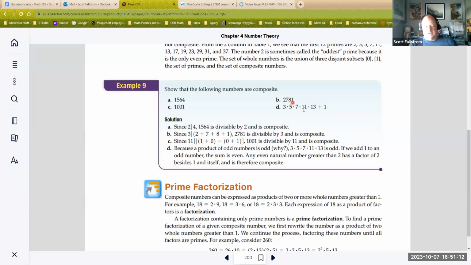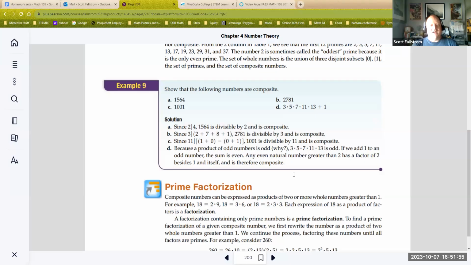And it says show that these are composite. Oh, yeah. So 3 times 5 times 7 times 11 times 13. That's a bunch of odd numbers multiplied. What we saw previously is that the set of odd numbers is closed. So an odd number times an odd number is still an odd number. So what you have here is an odd number. And then guess what we do to it? We add 1. And you take an odd number and you add 1, it has to be even. And if it's even, it's divisible by 2. So I don't know 2 times what, but that doesn't matter. It just says show that they are composite. It doesn't say to find what the factors are. So I know 2 goes into that evenly.